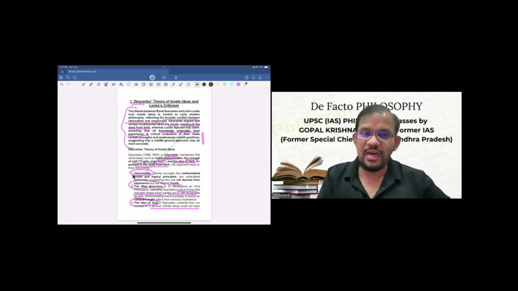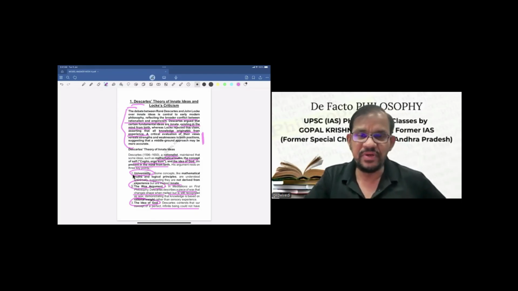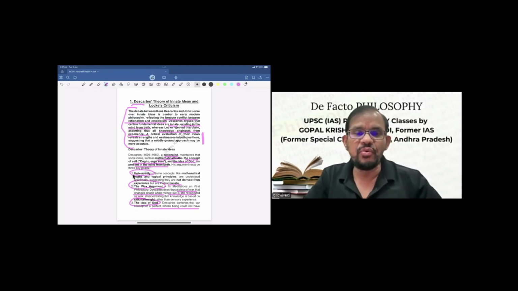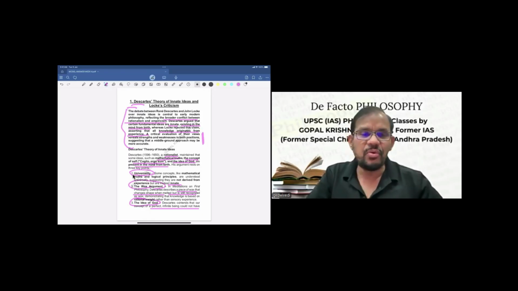So, in the first paragraph, what we have done is give a simple introduction explaining what rationalism is, what empiricism is, who represents rationalism, who represents empiricism, and how these two schools are totally different. Then we come to Descartes' theory of innate ideas.